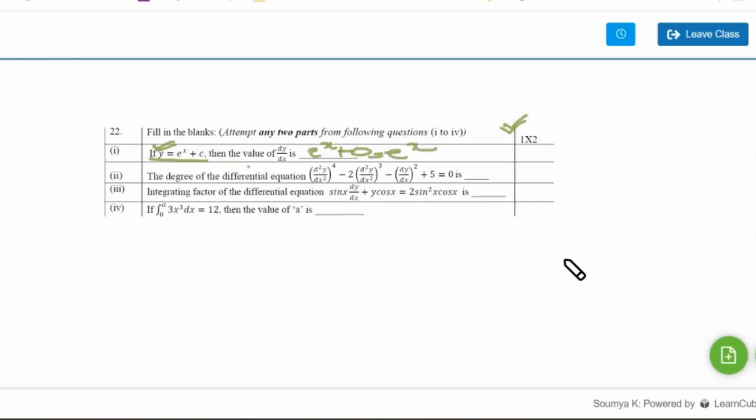Final answer will be e raised to x. Let's see the next one, that is the degree of the differential equation. It is given here. So you have to see which is the highest derivative. It is dy 2 times double derivative is done. Okay, so for this and this, you can see out of this, 4 is the highest power. It can also be 3, but 3 is lower and 4 is the highest. So 4 is the final answer for the second question. Okay, this is how you find out degree.